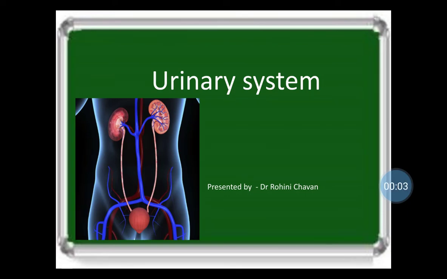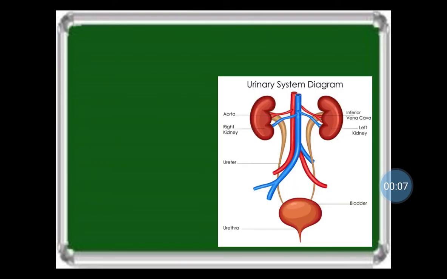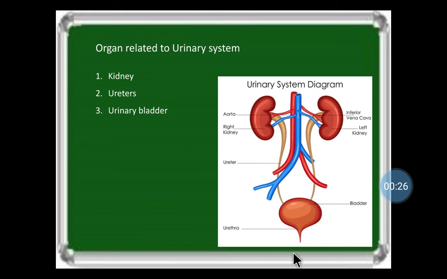In today's lecture, we discuss the urinary system. The urinary system is the main system which helps to excrete the waste products in our body. There are many organs related to the urinary system. First is the kidney, then second is the ureter. These are the kidneys. Then the urinary bladder, and this one is the urethra.